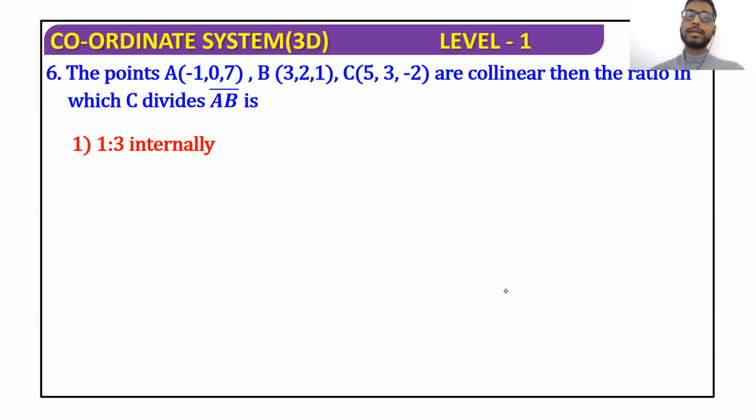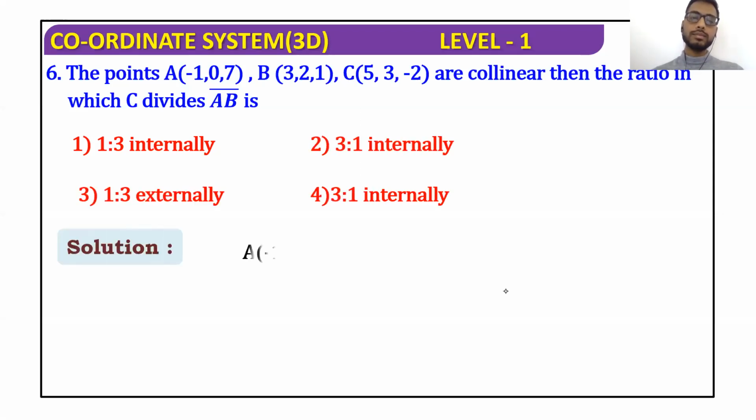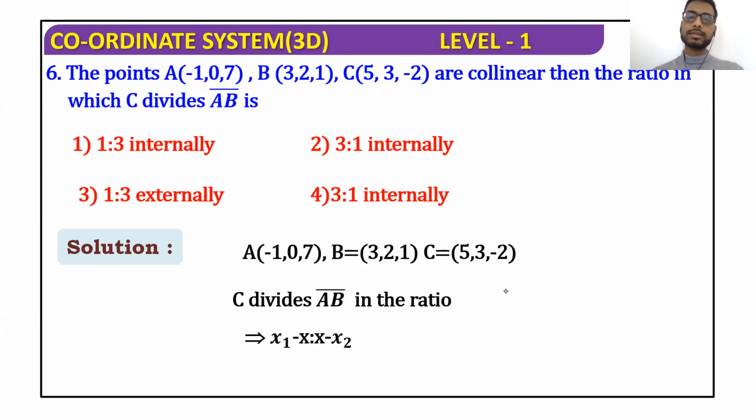I can also directly get the ratio by using my formula, which is x1 minus x2 upon x2 minus x3, which is also equal to my y coordinate ratio, which is y1 minus y2 upon y2 minus y3, which is also equal to z coordinate ratio, which is z1 minus z2 upon z2 minus z3. So note down this formula for collinearity. ABC as this. Therefore, the ratio is x1 minus x upon x minus x2.